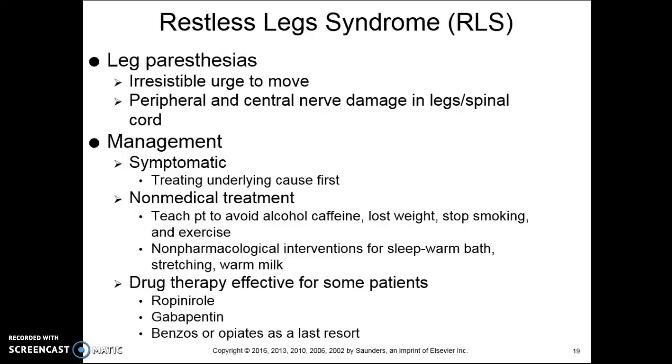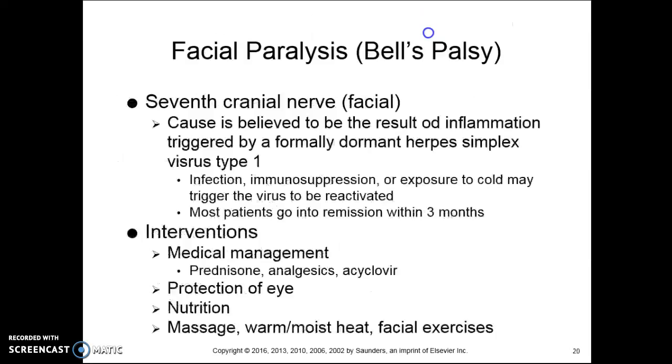Now, people do have it during the daytime as well, but usually it's seen much more often at night, and then it causes insomnia for the patient. So there are different drug therapies that can be used. Your book talks about ropinirole, gabapentin, and benzos or opiates as a last resort for the patient. But I think I mentioned in another screencast that in Brighton we actually use amantadine quite often for RLS, but we also use ropinirole and 600 milligrams of gabapentin at night for either insomnia or to help with restless legs.